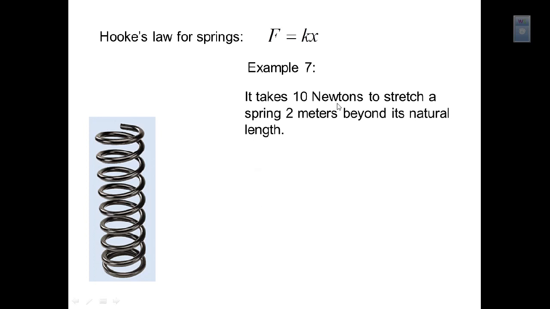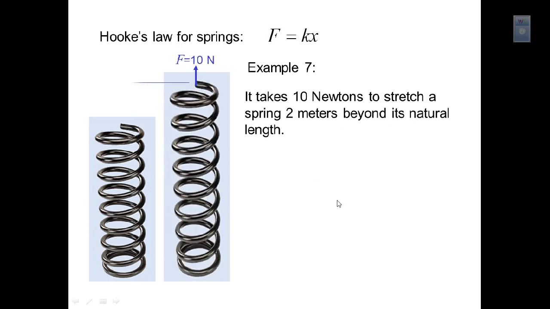All right, so it takes 10 newtons to stretch a spring 2 meters beyond its natural length. So 10, the amount of force, equals k times 2. So that means we can solve for k, and k is going to be 5. So our force equation for this, now this is varying force, if you were to stretch that to 3 meters beyond its natural length, you would have to exert a force of 15 newtons.